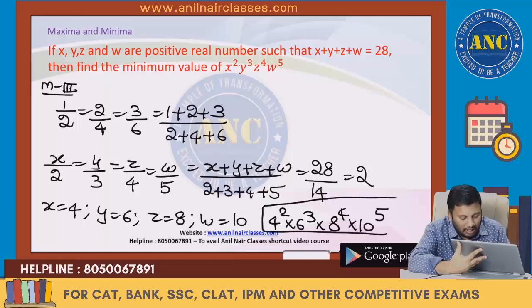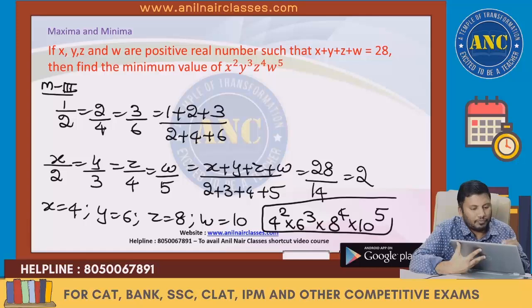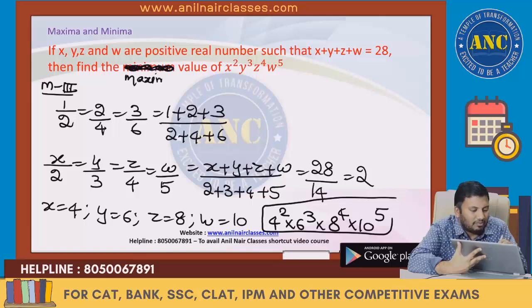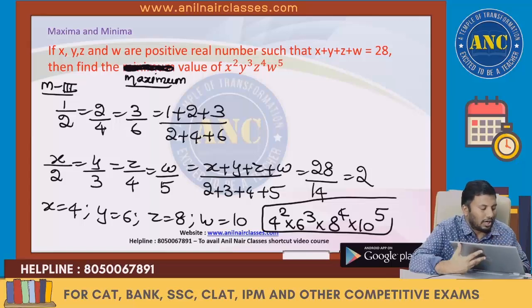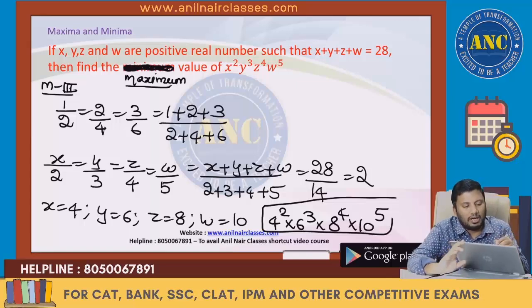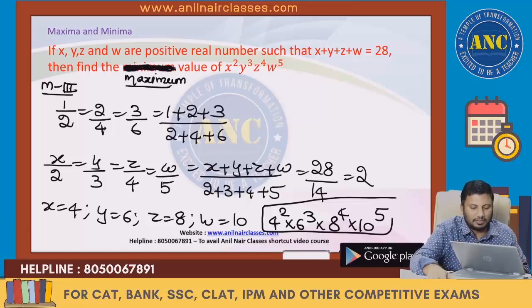Methods 1, 2 and 3 all gave the same answer. In the morning I said that this is not a minimum value, this is a maximum value. A power P, B power Q, C power R. This is not a minimum value, it is a maximum value. If it is, that also we will discuss after some time, sir. 1 by 2. This is a maximum value. I hope the concept is clear.